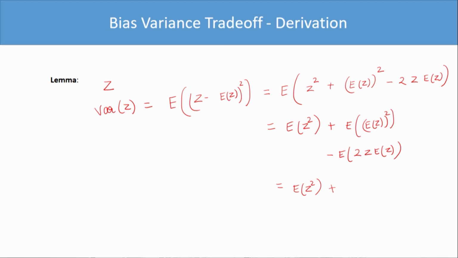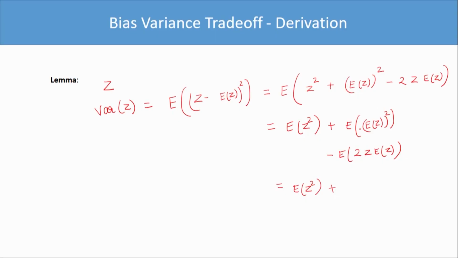It is just t of z squared, right? So this is not a random quantity at all. This is just a deterministic quantity. So if you take the expectation of that, it stays the same. So this is just E of z squared.